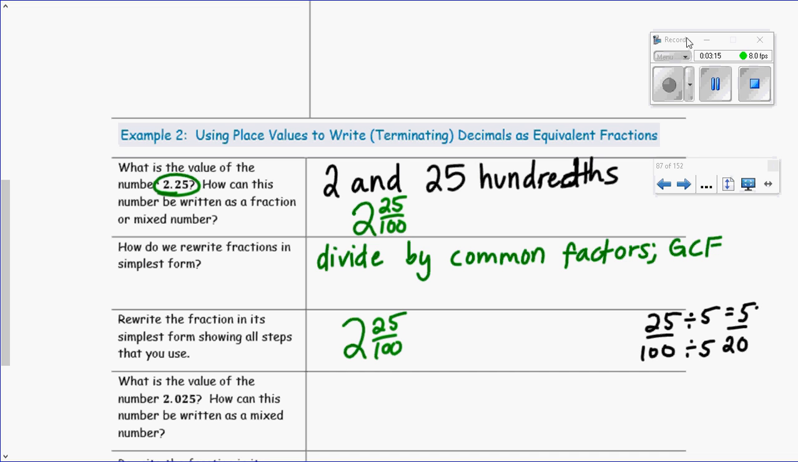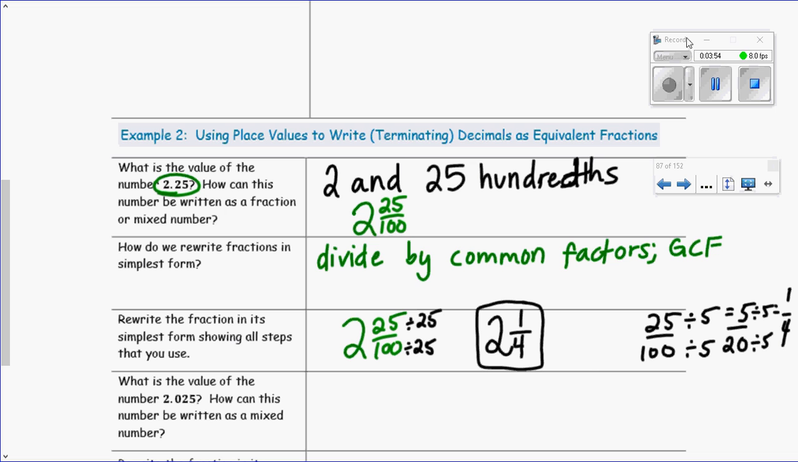But again, that also divides by 5. And that would give us 1 over 4. Okay, sorry, kind of smushed that in there. That's to kind of show you the long way. So you can do it like that and you can get the right answer. But if you know the GCF, the greatest common factor, you know that it's not just 5 and then 5 again. You might know that 25 and 100 both actually divide by 25. So now we say 25 divided by 25 is 1, and 100 divided by 25 is 4. Don't forget that it's the whole number 2. So this is actually equal to 2 and 1/4.